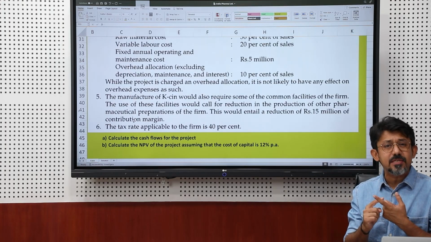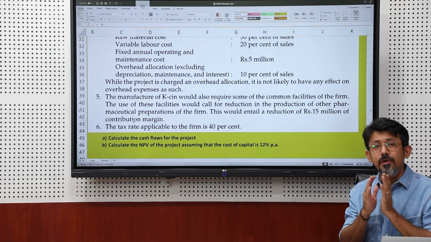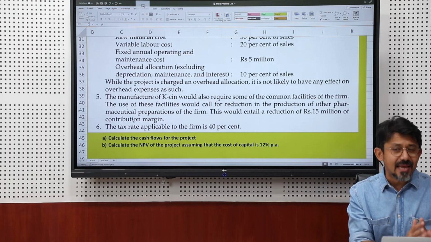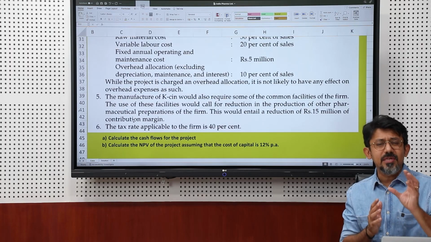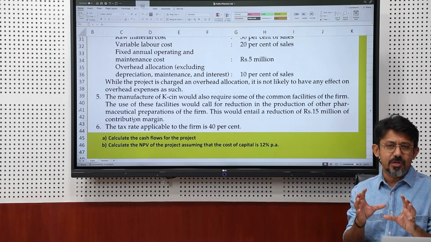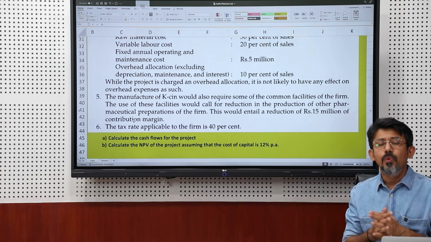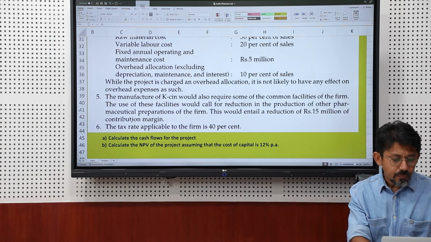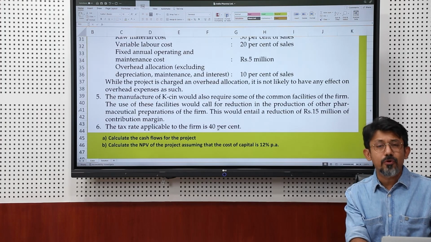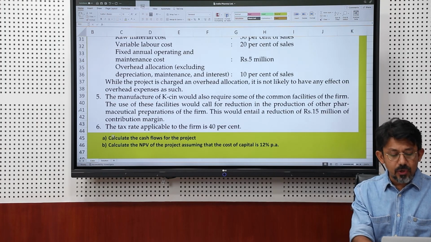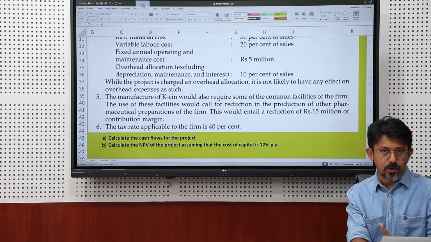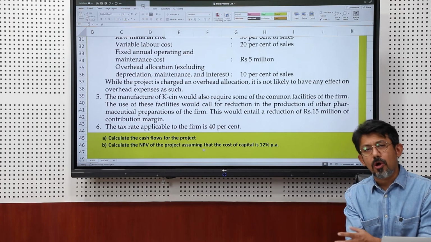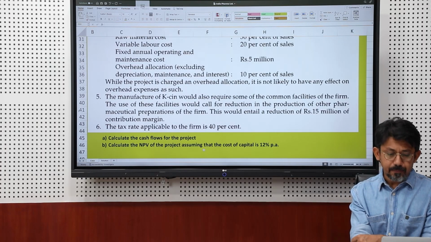Contribution is sales less variable costs. So, you will not end up manufacturing an existing product and you will also not end up selling that existing product. So, essentially sales less its variable manufacturing cost, both would be avoided, which will result in a loss of 15 million every year for the next 5 years. The tax rate applicable to the firm is 40%. You are told to calculate the cash flows for the project and calculate the NPV of the project, assuming that the cost of capital is 12% per annum.